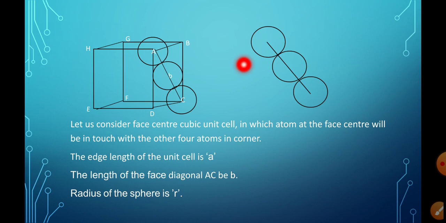So these are the three spheres present along this face diagonal. This is a face diagonal. Then what is the length of AC? It covers 1, 2, 3, 4 radii. The length of AC covers 4 radii, which is equal to 4R. Which one is 4R? b is equal to 4R.